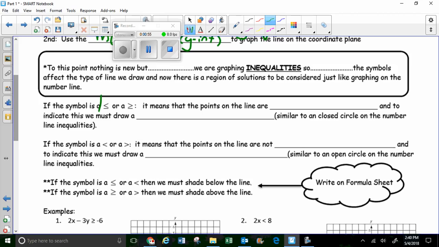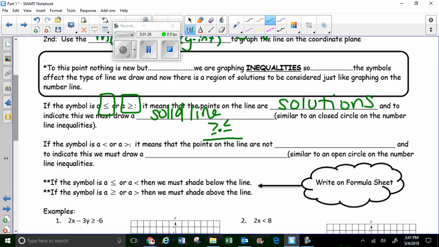So if the symbol has the "or equal to" underneath, so a less than or equal to or a greater than or equal to, it means the points on the line are solutions. And to indicate this, we must draw a solid line. This is similar to a closed circle on the number line, and we have a little smiley face here to remind us of that. So similar to a closed circle, it's going to be a solid line.